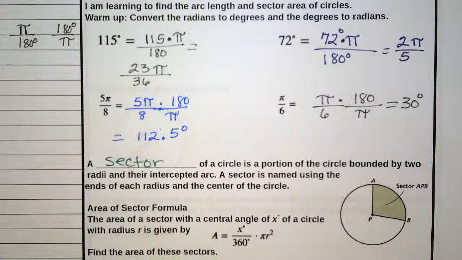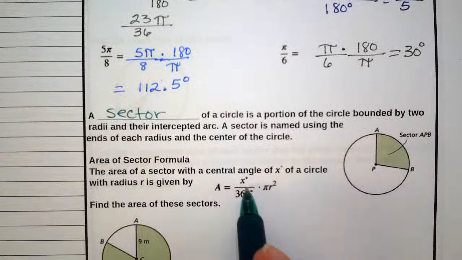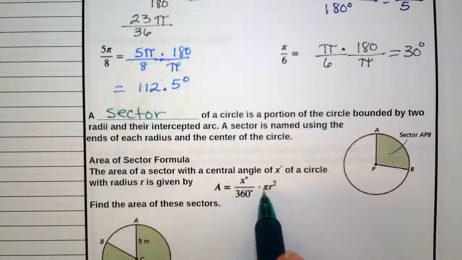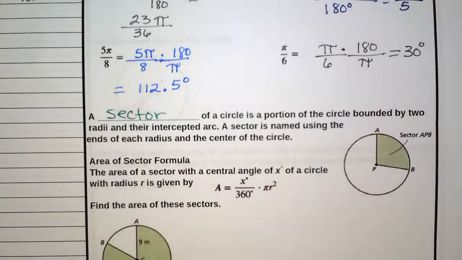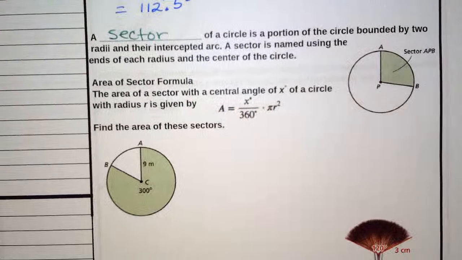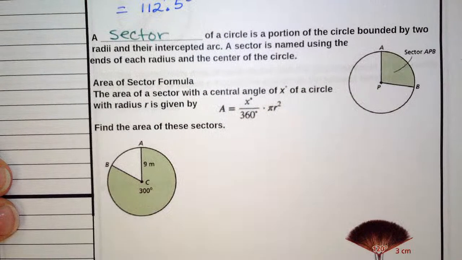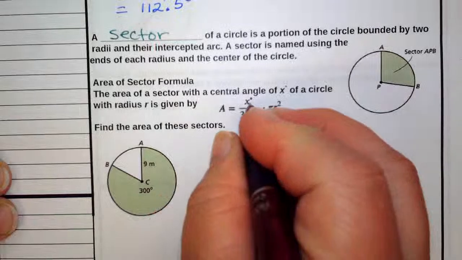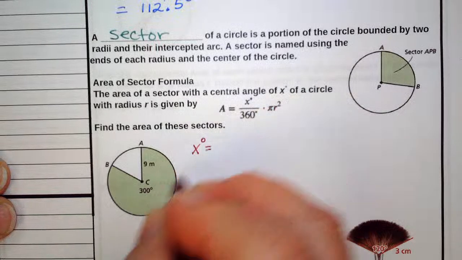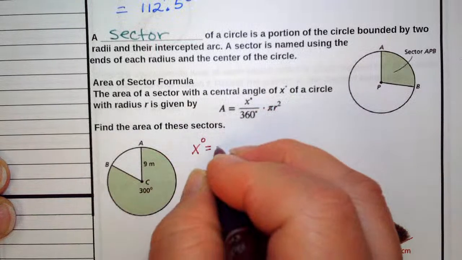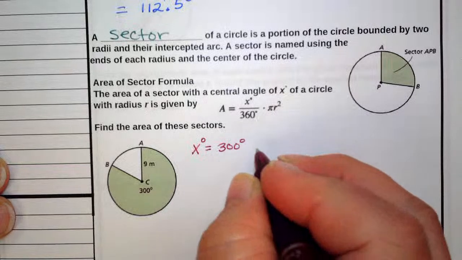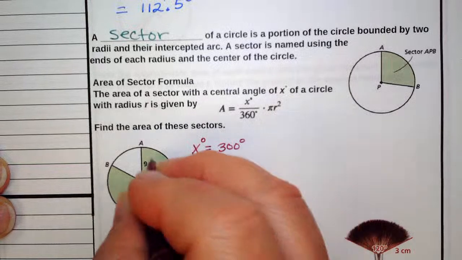Your formula is your degree measure of the central angle divided by 360 times pi r squared. You could think of it almost like a piece of pizza. So the things you have to know are your degree measure and your radius. If I'm looking at this, what is my degree measure? X degrees is equal to 300 degrees. My r is equal to 9.